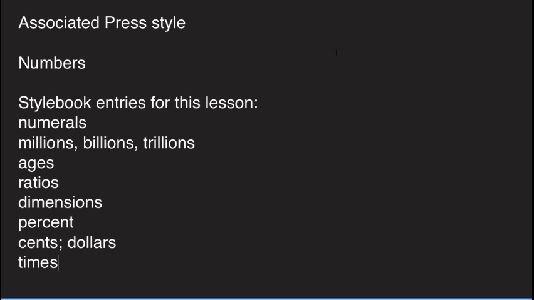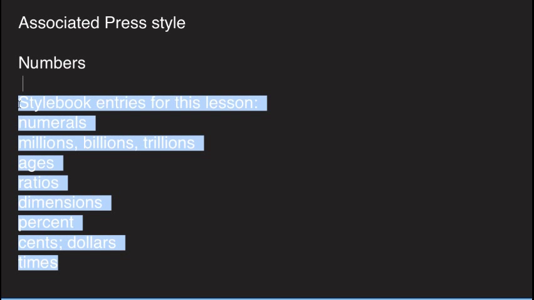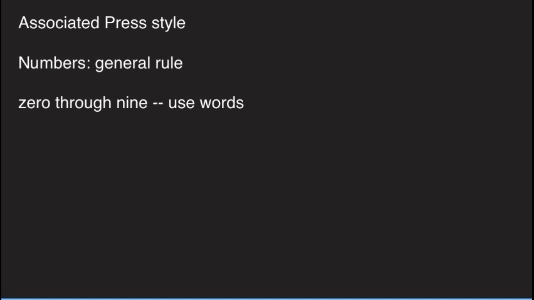In this lesson, we're going to cover several entries in the AP style book. They're listed there on the screen. So you can take a look at those individually if you'd like, but for now we're going to start with the general rule for numbers. Okay? The general rule is this: if the number is 0 through 9, you use words. And anything that is 10 and above, you use numerals.